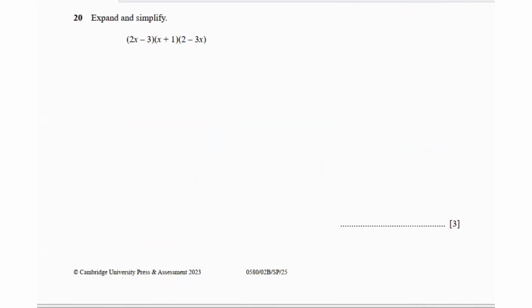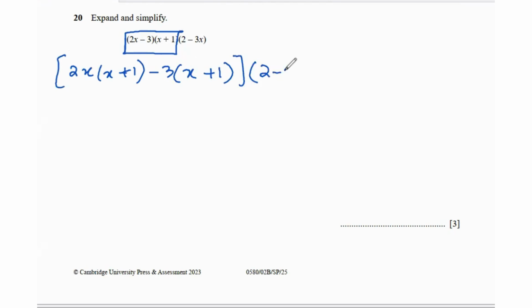Question 26, expand and simplify. So we're expanding a triple bracket. So that's going to be 2x minus 3 times x plus 1 first. And then you multiply the result with 2 minus 3x. So what we do is 2x times x plus 1 and then minus 3 times x plus 1. And this entire thing is multiplied by 2 minus 3x later on.